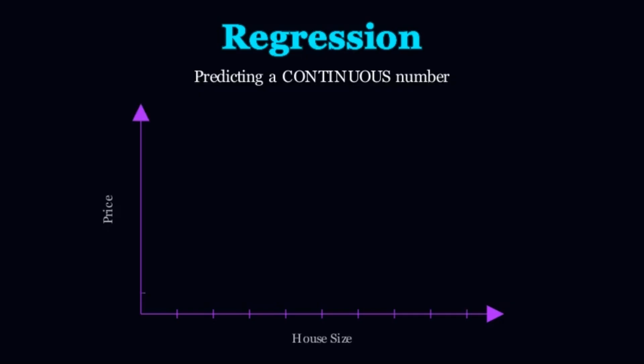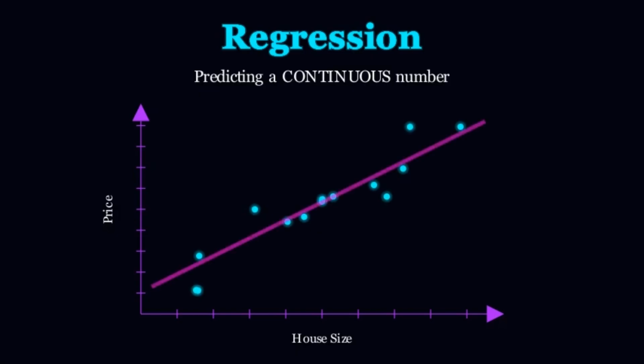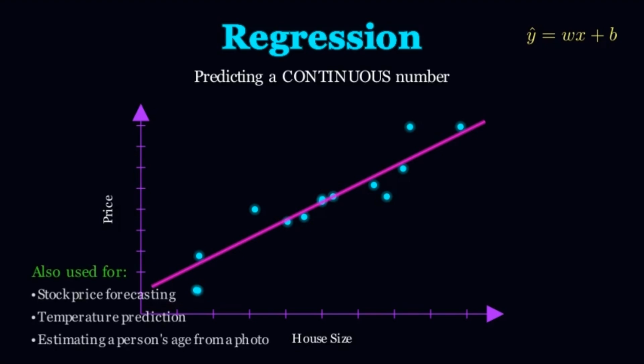Think about predicting a house's price based on its size. As size goes up, price tends to go up too. The model learns a line, or curve, that fits this relationship as closely as possible. That's the equation you see here. Y hat equals W times X plus B. A weight, a bias, and a prediction that can be any real number.